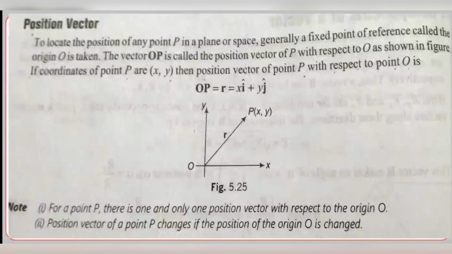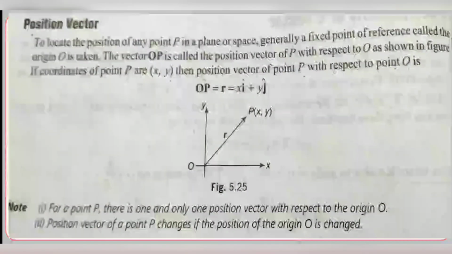And when it's a parallelogram that we discuss there, then the magnitude to take out is r equal to rx square plus ry square plus rz square. So from here we'll get the components of the vectors, the magnitude of vector r in the parallelogram. So here we have the position vector. To locate the position of any point P in a plane, generally a fixed point of reference is called the origin O. The vector OP is the position vector.